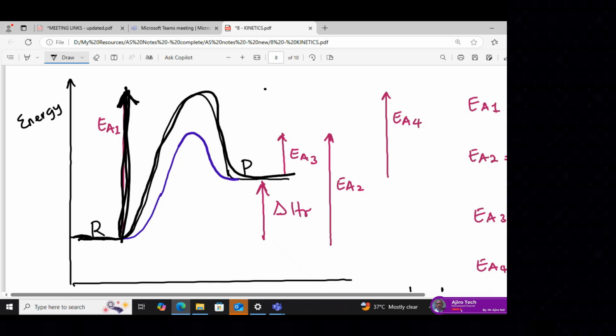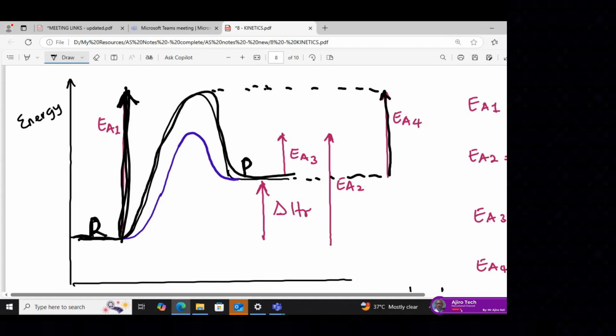What's your reactant, say? R. Your product is P. Can you now consider P as your reactant for the backward reaction? What would the EA line be? This will be the EA. Look at the EA here. So EA1 is the EA forward, uncatalyzed. EA4 is the EA backward, uncatalyzed. Do you agree?